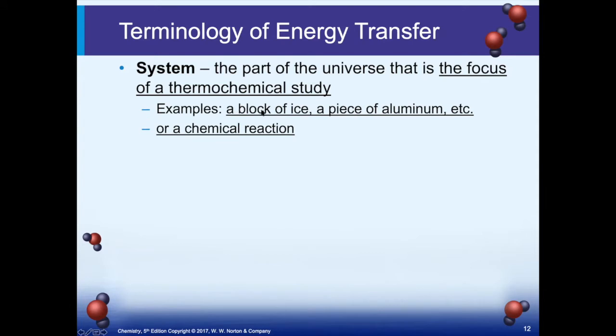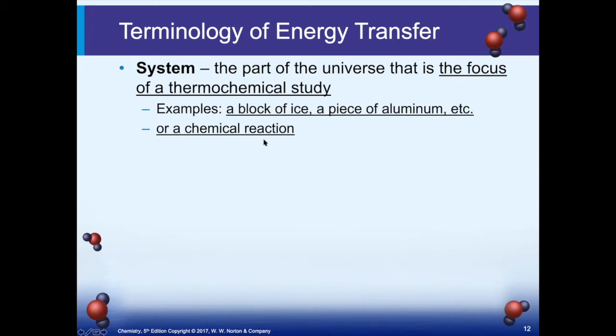So for example, let's say I'm studying the rate at which a block of ice melts, or how a piece of aluminum cools off, or anything like that. But in chemistry, of course, a lot of times what we're focusing on is a chemical reaction. So that would be our system. The chemical reaction itself would be the system, the thing that we're actually studying. We're studying how the energy changes in a block of ice, a piece of aluminum, or in a chemical reaction.